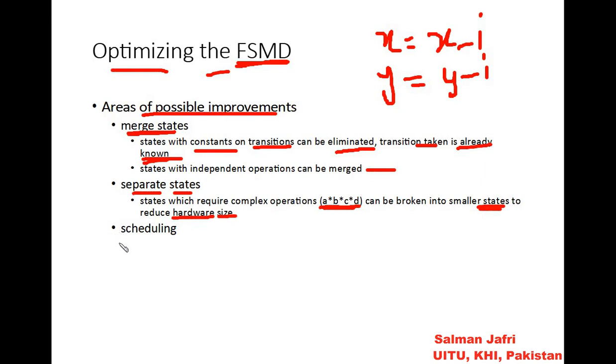Then also we could take help from scheduling, right? For example, if we have one multiplier, it can be scheduled for A multiplied by B in one state, and that same multiplier can be scheduled to carry out C into D, and finally this same multiplier could be used to carry out the product of A multiplied by B computed earlier, multiplied by C multiplied by D computed earlier. So these are basically the possible areas of improvement that we could have.